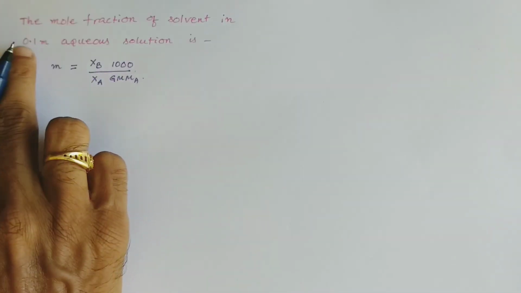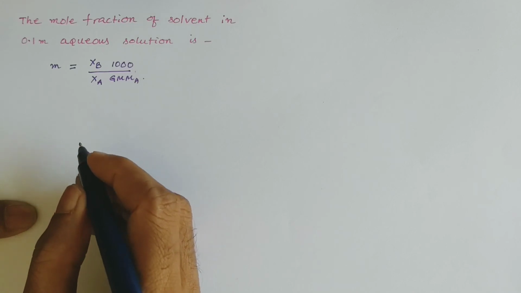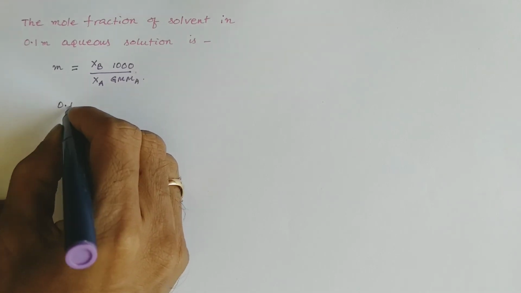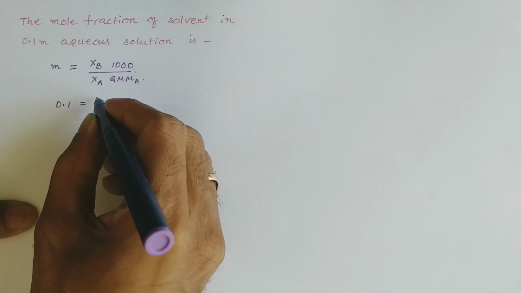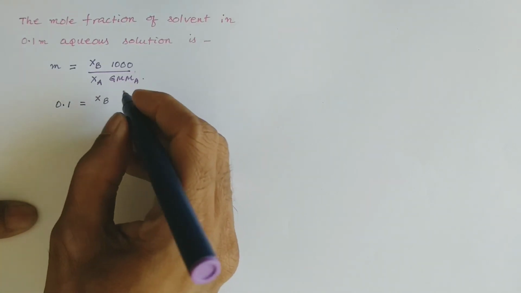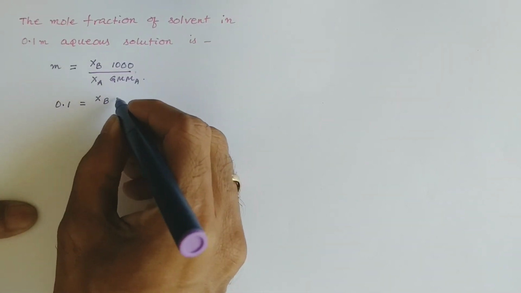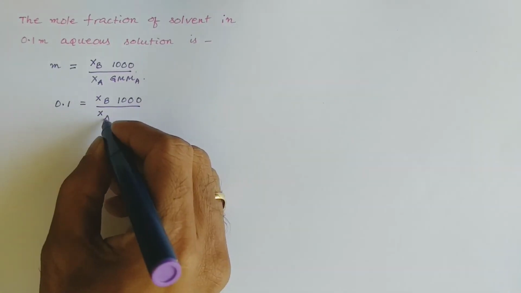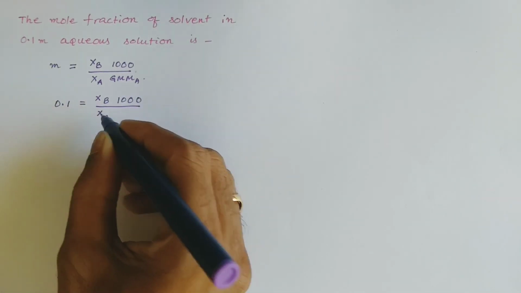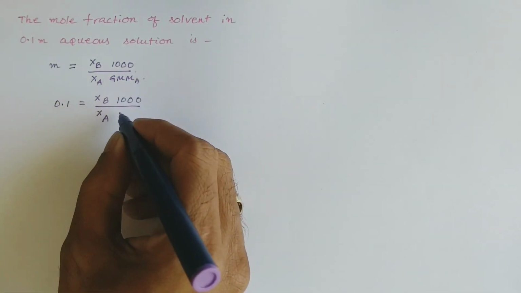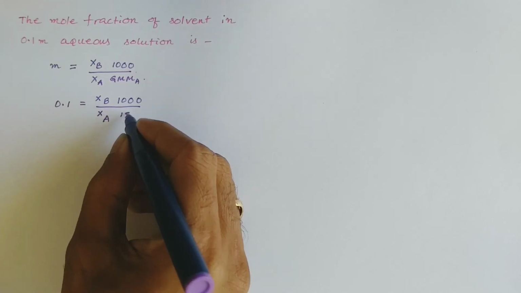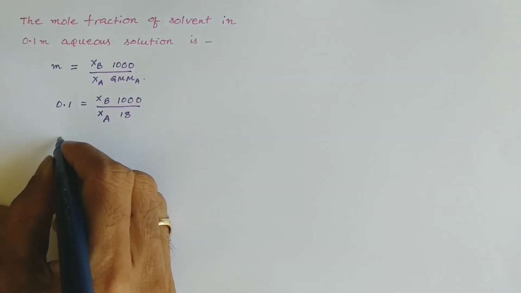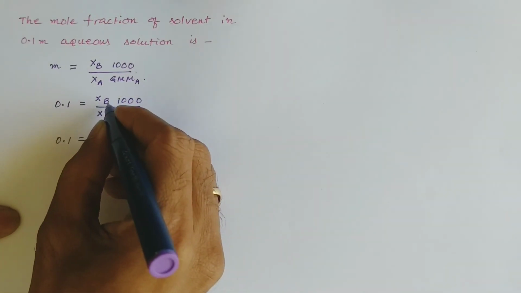Okay, so what is given here? Molality is given, right? Molality is 0.1 is equal to xb, that is mole fraction of solute into 1000 divided by mole fraction of solvent into gram molar mass of solvent. Aqueous solution means solvent is water, so molar mass of water is 18, right?